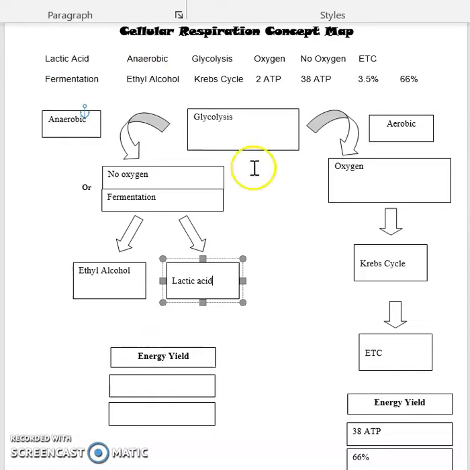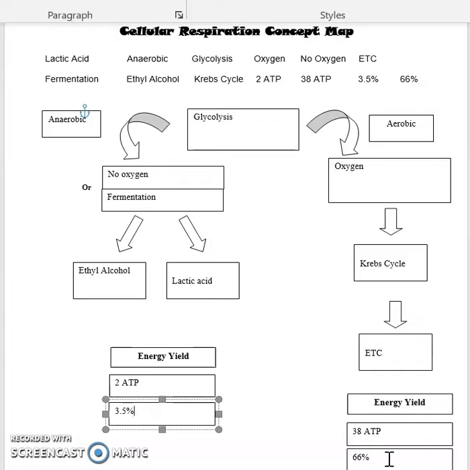Now, because there's no oxygen, we're not going through the Krebs cycle and the ETC. We're not making very much energy. And actually, the energy we made actually came from glycolysis, and you're not getting much of anything from these. So the energy yield, you only get 2 ATP per molecule of glucose, which is not very good considering how many you make over here when you have oxygen. All right, this is only 3.5% efficient, which is not very good, and that makes that 66 look much better.